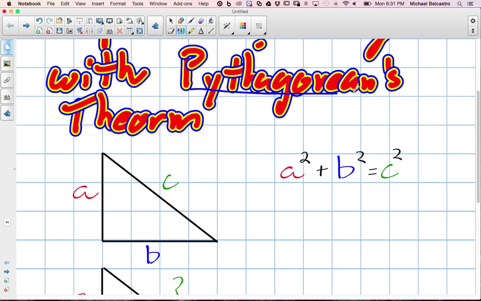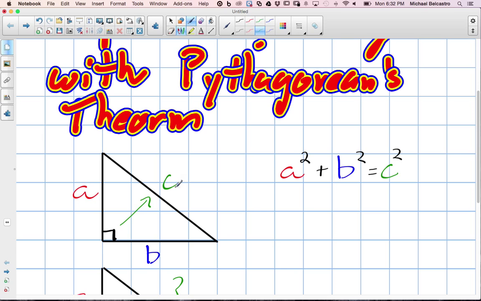So Pythagorean's theorem is a relationship between what they call the legs of the triangle, and the longest side, which is known as the hypotenuse. Okay? So this is a right angle triangle. Have you guys done angles yet? Yeah, so this is the right angle. The hypotenuse is always opposite of the right angle.